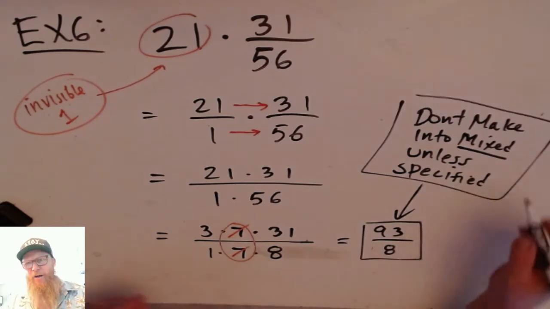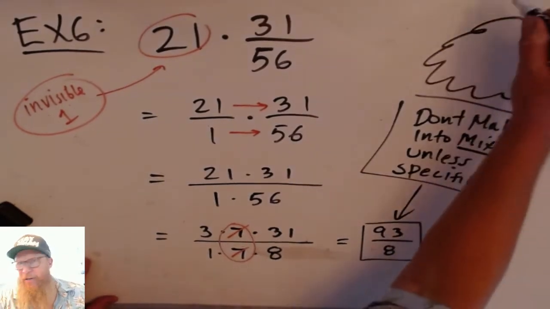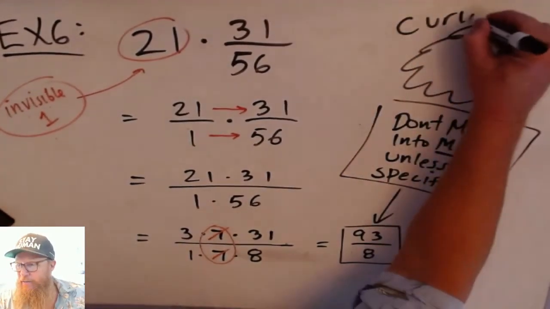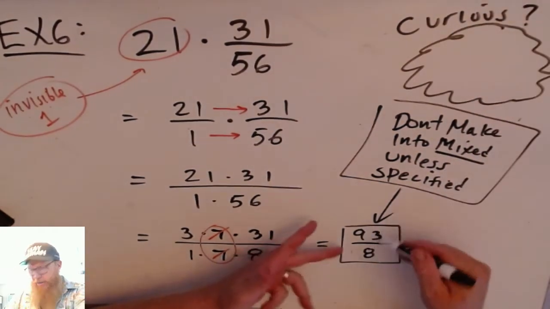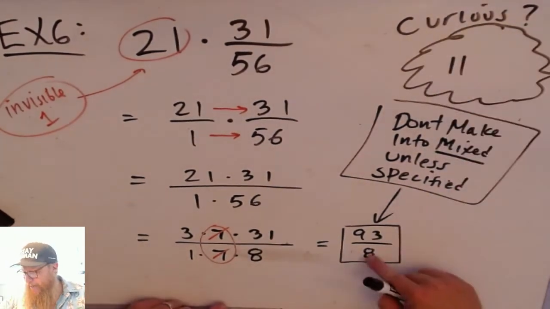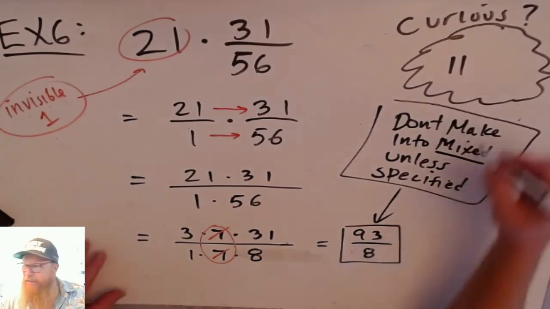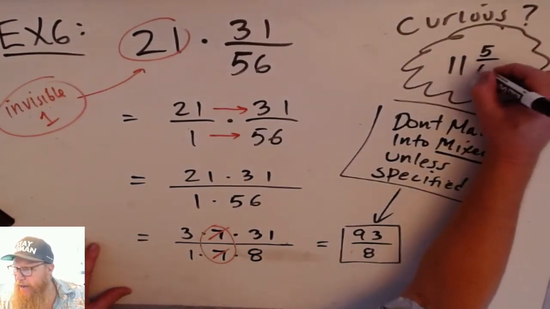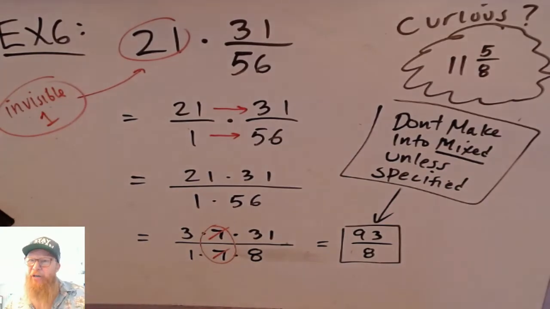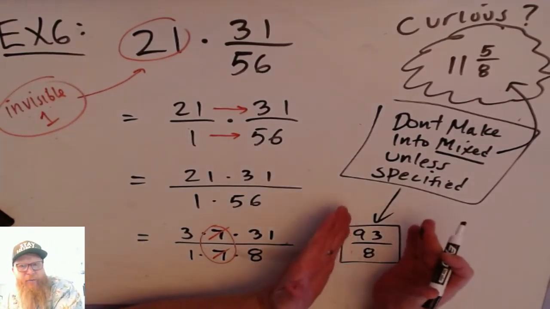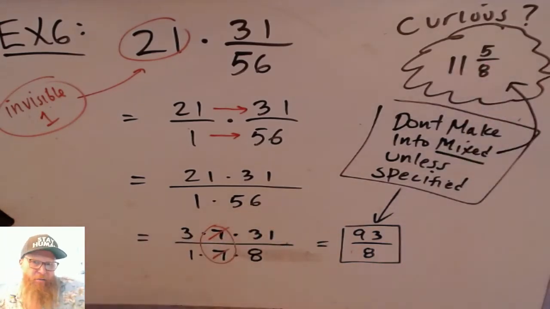If you really want to know what it is, just out of curiosity, you're curious what's 93/8? 8 goes into 93 11 times with a remainder of 5. So if you're curious, it would be 11 5/8. If you don't care, then just leave it as 93/8. I want you to leave it as 93/8, but some people want to know, what does that mean? It's 11 5/8.